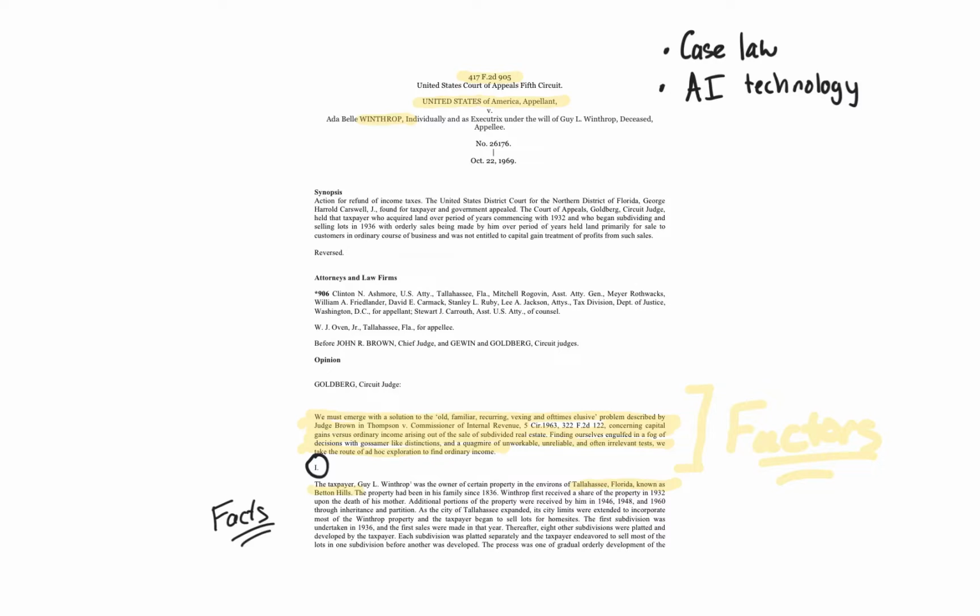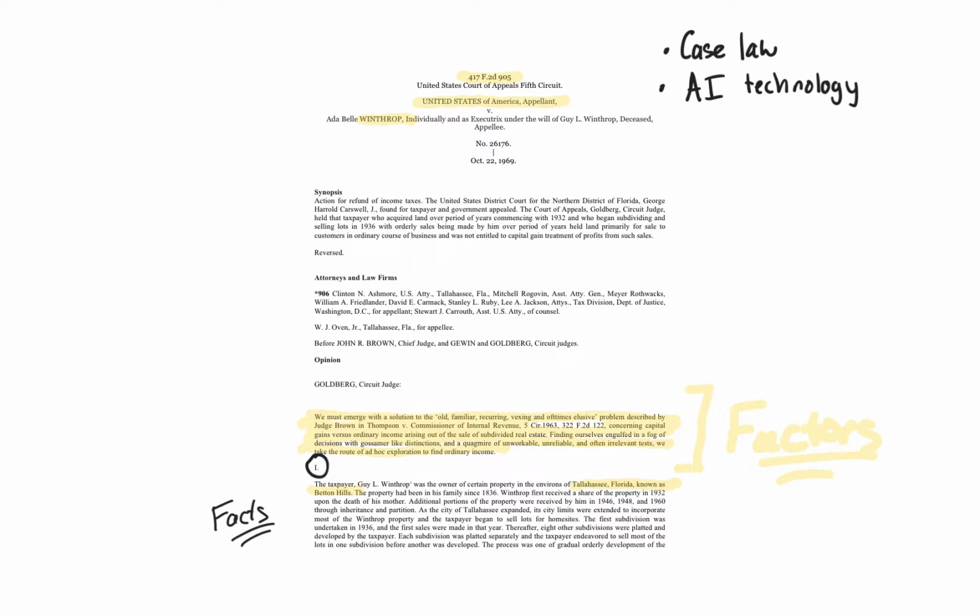"The property had been in the family since 1836." That's not really anything crucial, just giving you backdrop. "Winthrop first received a share of the property in 1932 upon the death of his mother. Additional portions of the property were received by him in 1946, 1948, and 1960 through inheritance and partition."